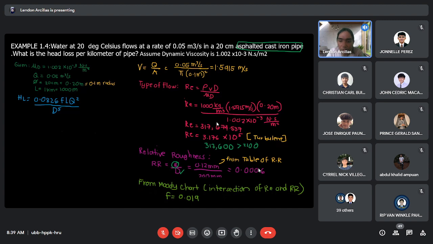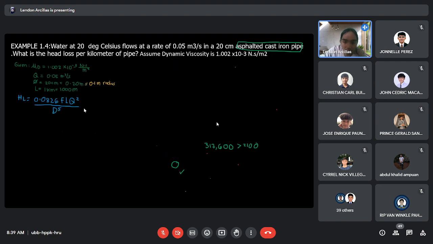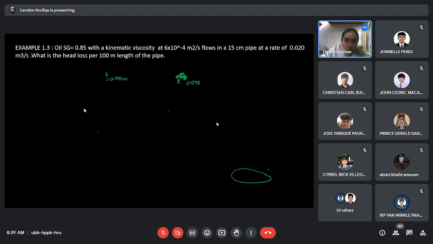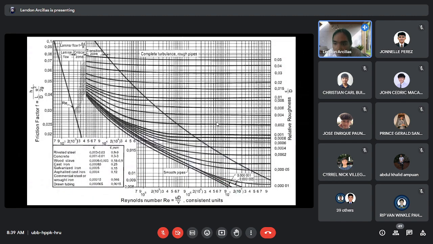Next, we have the Reynolds number, 317,000. So all you need is the Reynolds number and the relative roughness. When you connect them, you'll get the value of F. Let's go back there. So 317 and 0.006. Again, that is 0.006. So this is it, right? The RR there. Find this one, this one, this one. And then our given there is 317,000 something, our Reynolds number.